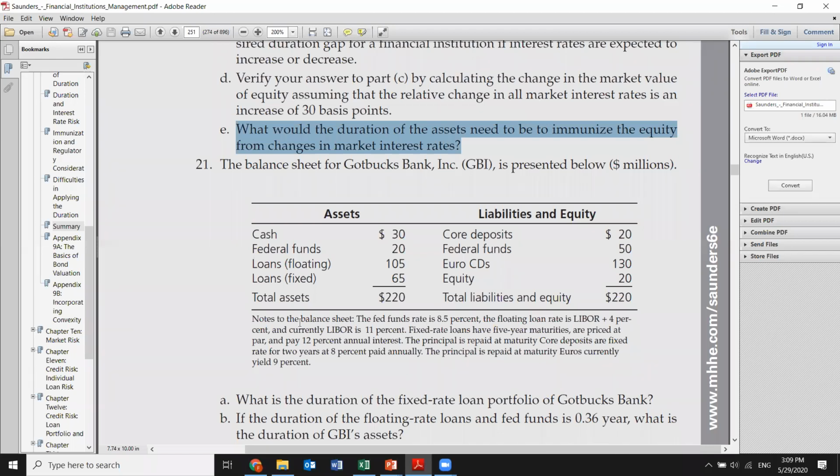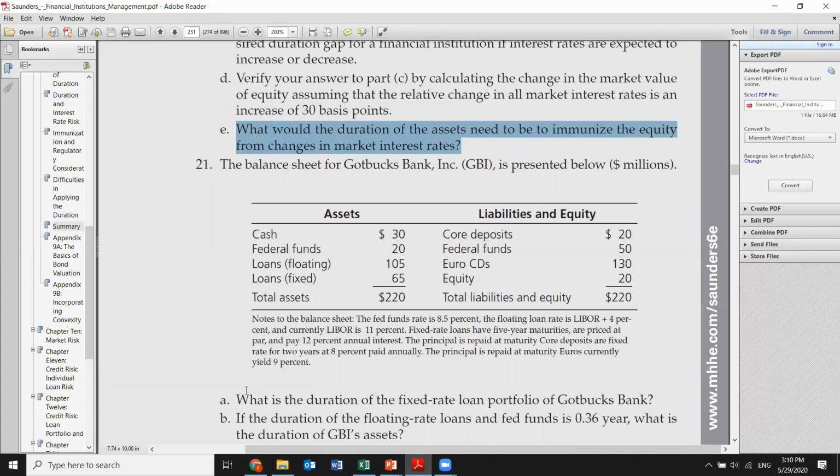Additionally, we're given some information in here, like the notes to the balance sheet. The Fed funds rate is 8.5%, and the floating rate is LIBOR, which is 4%, and currently LIBOR is 11%. And the fixed rate with the 5-year maturity is priced at par and pays 12% annual interest rate. And the principal is repaid at maturity. Core deposits are fixed rate for 2 years at 8% paid annually. The principal is repaid at maturity. Euros currently yield 9%.